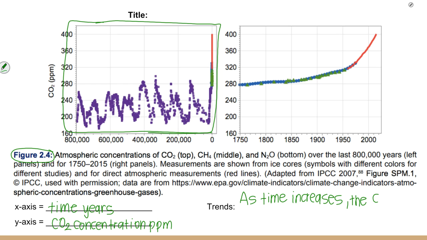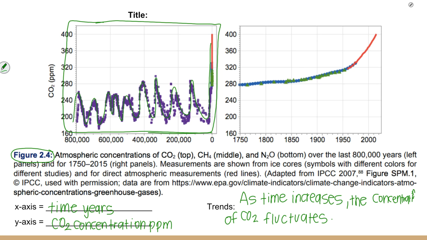the concentration of CO2. And now I see kind of an increase and a decrease and an increase and a decrease. So we can say it increases and decreases. Another word, though, to talk about increase and decrease is to say that it fluctuates. So as time increases, the concentration of CO2 fluctuates. Okay, that is the first graph.